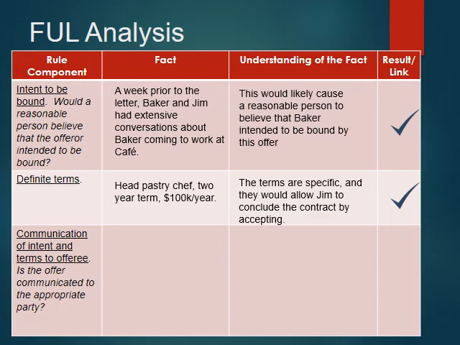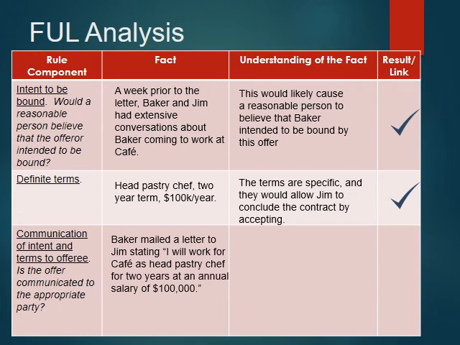The third element, was there a communication of intent and terms to the offeree? Is the offer, in other words, communicated to the appropriate party and with the appropriate degree of clarity? Baker mailed a letter to Jim stating, I will work for the cafe as head pastry chef for 2 years and annual salary of $100,000. So that is an explicit statement of the intent to be bound. And as such, it doesn't have to have an understanding articulated.